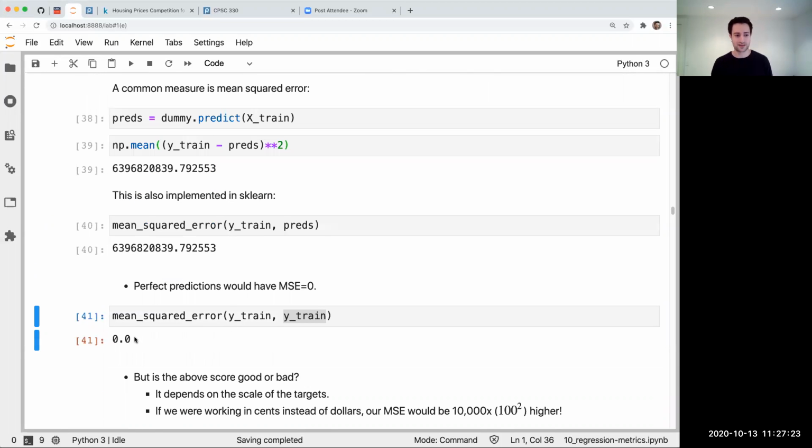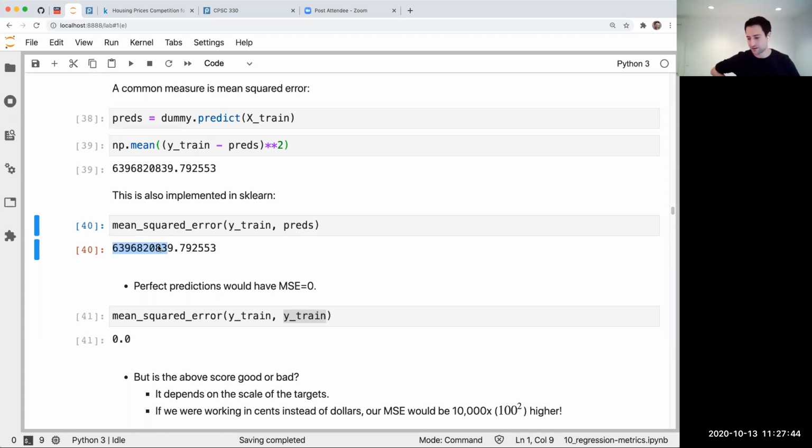And the question is, is 0 good? And is 6 whatever billion thing this is that good? And the problem is, it kind of depends on the scale of the targets. If we had the targets in dollars, we would get some error. If we had the targets in cents, we would get a different error, or in US dollars or Canadian dollars or whatever. And that's kind of annoying.